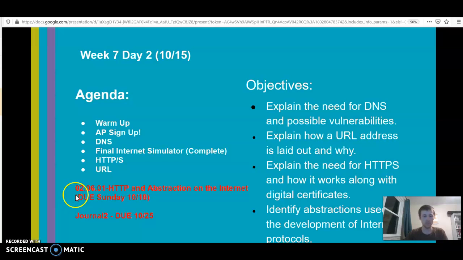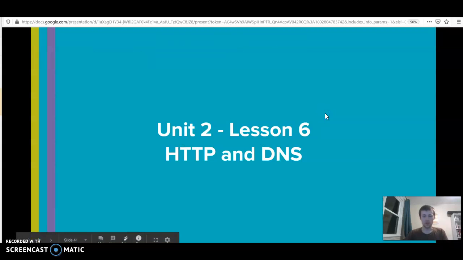There is an assignment, 020601, HTTP and abstraction on the internet. That's due Sunday, the 18th. It's a very straightforward one, shouldn't be too hard for you. And there's a journal 2, which is due the 25th. It's going to be the same document that your journal 1 was in, and you just need to add to it with the new terms that are listed in the assignment details.